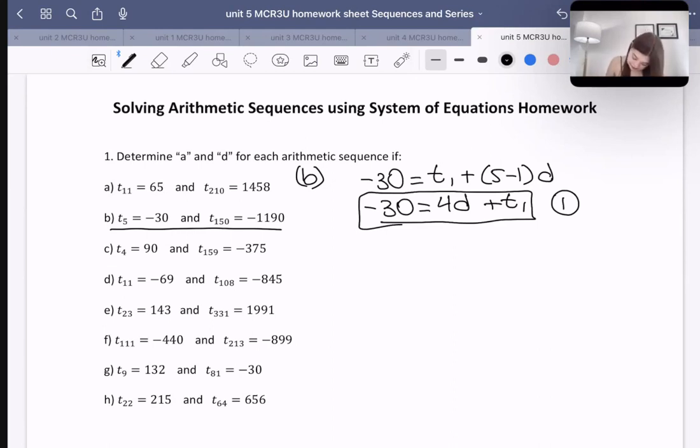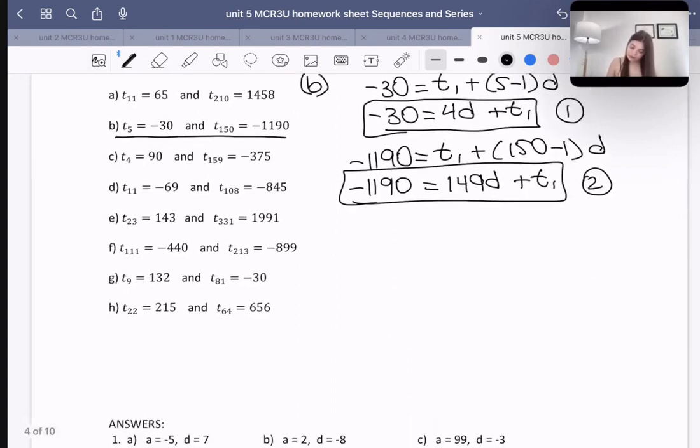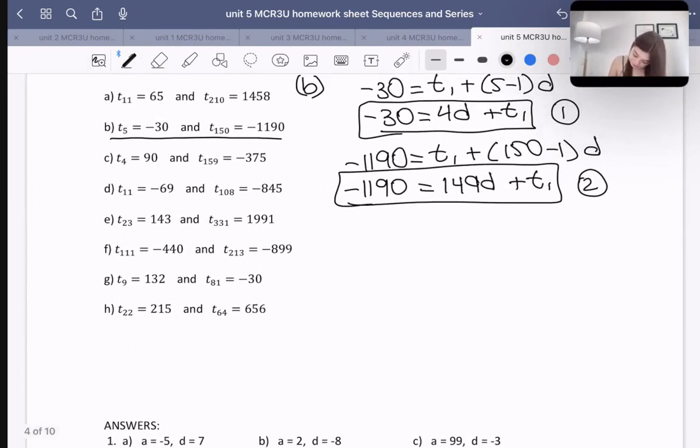Our second major step is to say 1,190 is equal to T1, so the very first term in this sequence, plus 150 minus 1 times D, which again we don't know D. So that means negative 1,190 is going to be equal to 149d plus t1. And that is our second equation. Okay, now we're going to subtract the two.